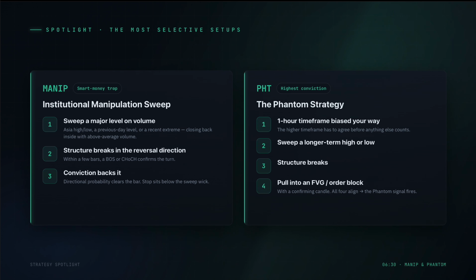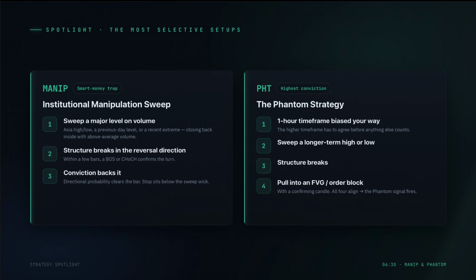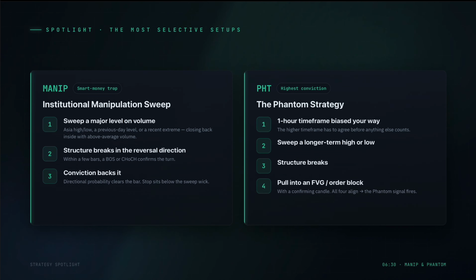6 is manip, the manipulation sweep. This is going to be the one that you see the most often, and it is very selective. A sweep of a major level on above average volume, then structure breaking in the reversal direction, then conversion behind it. This is the smart money trap. It catches the real move after institutions shake everyone out.